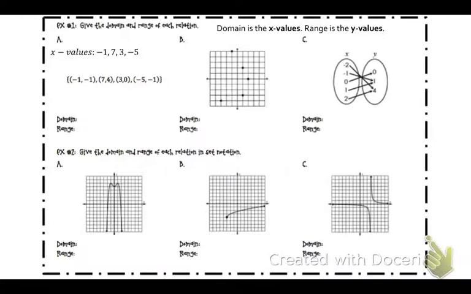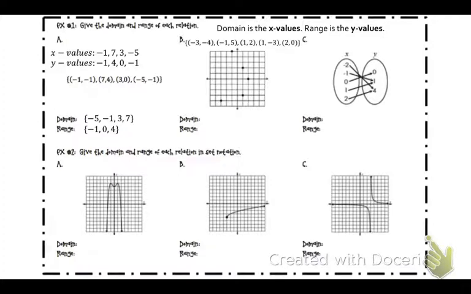So in the first example, my x values are negative 1, 7, 3, and negative 5. My y values are negative 1, 4, 0, and negative 1 again. So my domain, I'm just going to put it in the little squiggly brackets from least to greatest. So it's negative 5, negative 1, 3, and 7. The range is negative 1, 0, and 4. Okay? Let's look at example B.